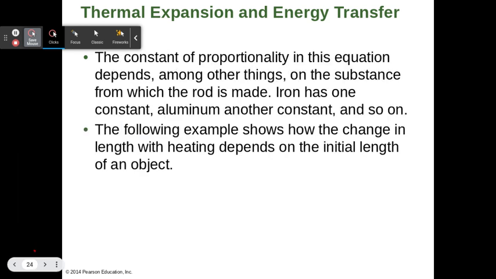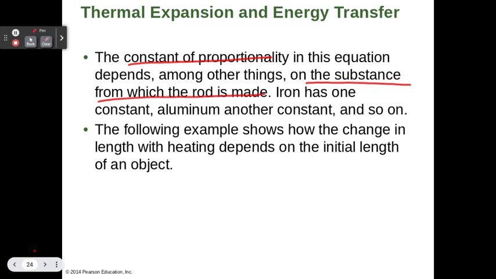The constant of proportionality in this equation depends on the substance. Make note that your constant depends on the substance that the rod or object is made of. Iron has a constant, aluminum has a different constant, copper would have a different constant. So it just depends on what that rod is made of. We're going to look at an example that shows how change in length with heating depends on the initial length of the object itself.